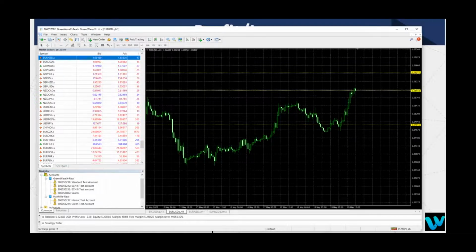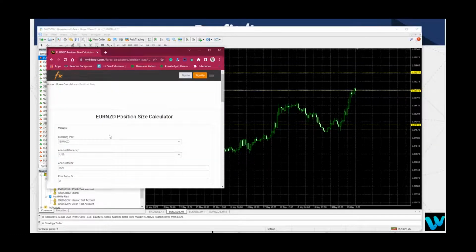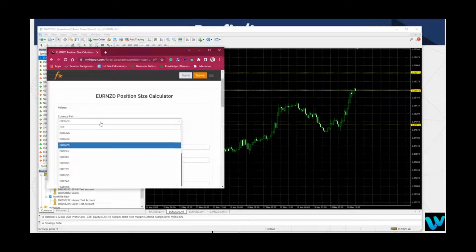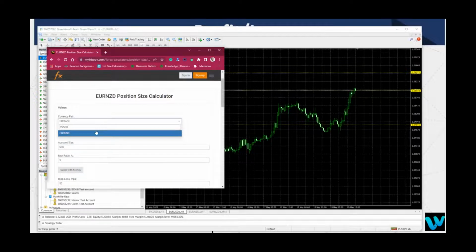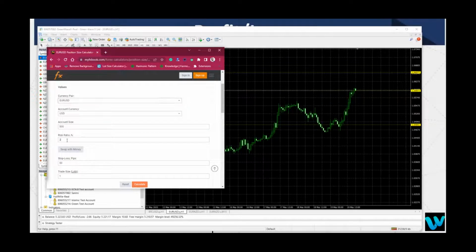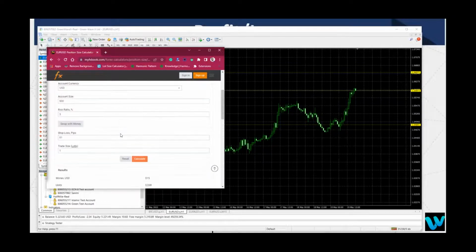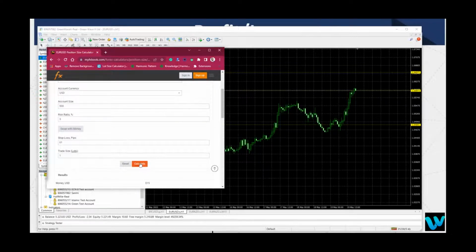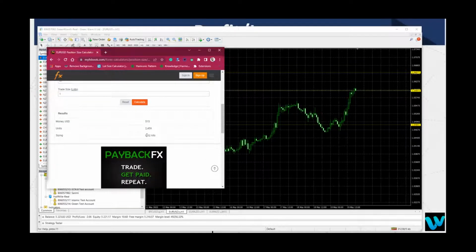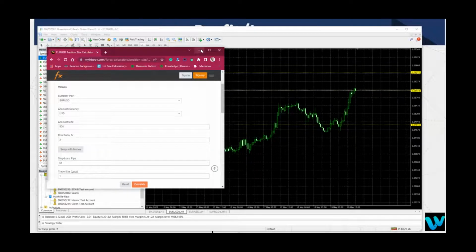And so I can now come here and say, okay, I want to trade euro, US dollar, and my account is 500. Let's say I want to risk 3%. And my stop loss is 61 pips. And then I calculate. And so this 0.02 I'm going to use. So that means whatever happens with this parameter I'm using, I won't lose more than 3%. I will lose just 3% of my account.